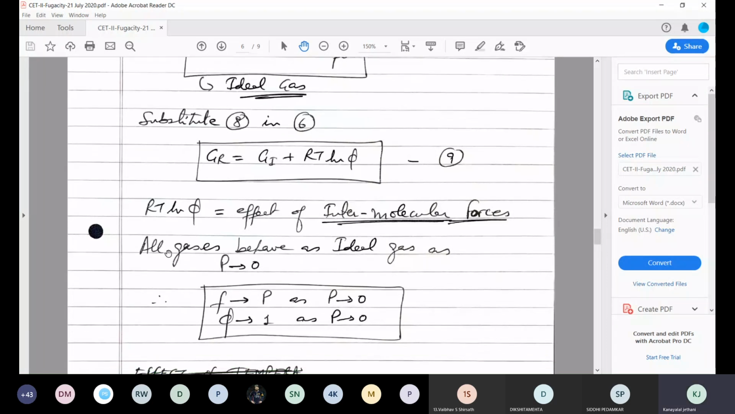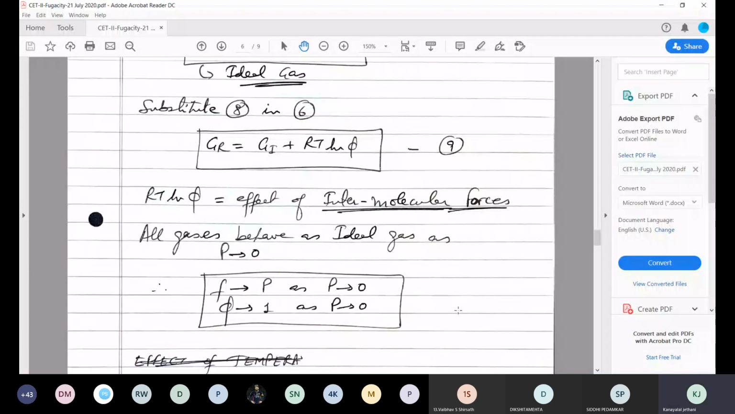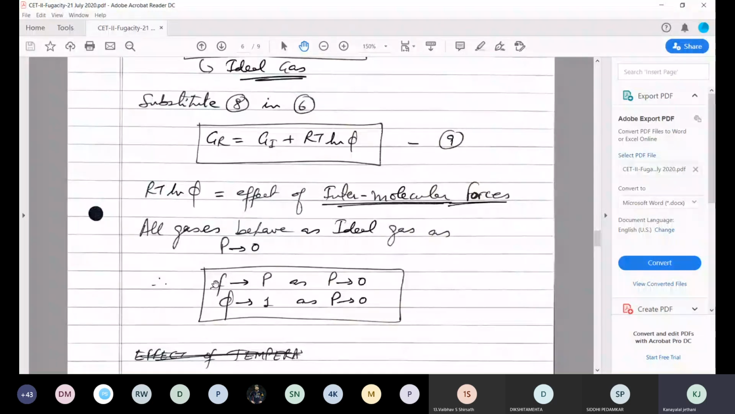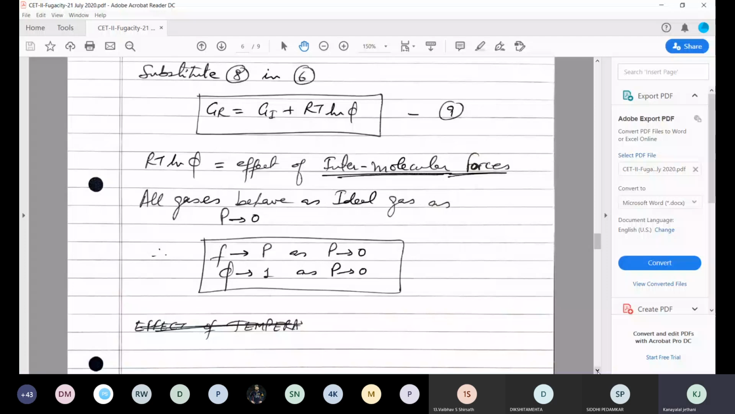And all gases behave as ideal gas as pressure approaches zero, or at low pressure, right? And we have seen fugacity tends to pressure as P approaches zero. Similarly, because fugacity coefficient is nothing but F by P, if fugacity tends to pressure, fugacity coefficient will tend to 1 as P approaches zero. Right? So if fugacity coefficient is 1, that means it is an ideal gas. If fugacity coefficient is not 1, then it is a non-ideal gas. Okay? Any doubts on this?